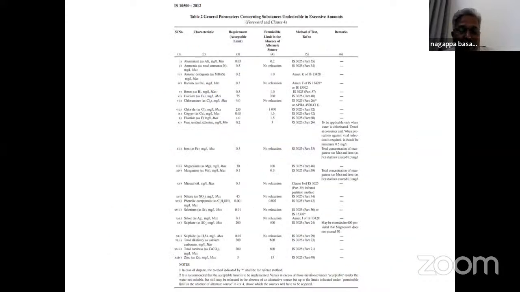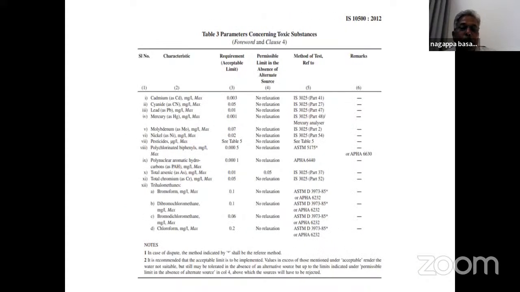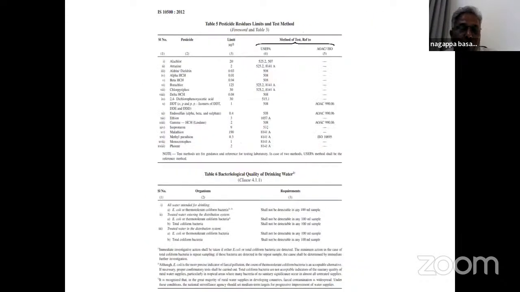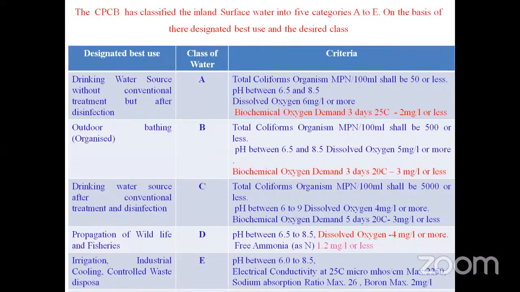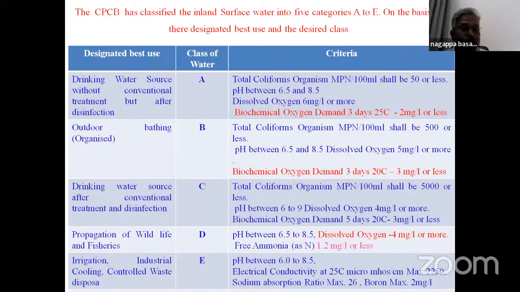We give the reports by comparing the data with the drinking water standard, whether it is fit for drinking or not fit for drinking. For the remaining surface water bodies, lakes or rivers, the Central Pollution Control Board, Government of India, has classified them into 5 categories: Class A, Class B, Class C, Class D, Class E.